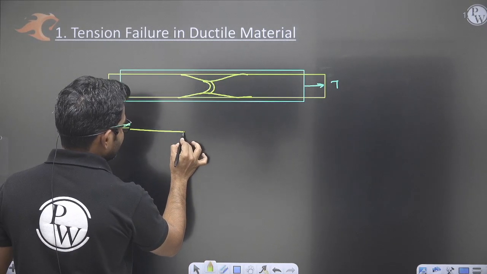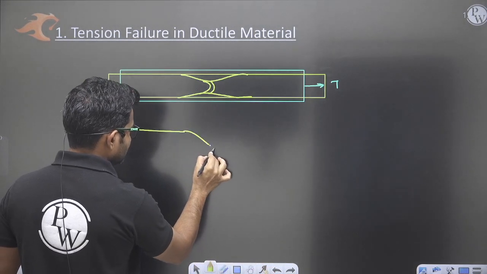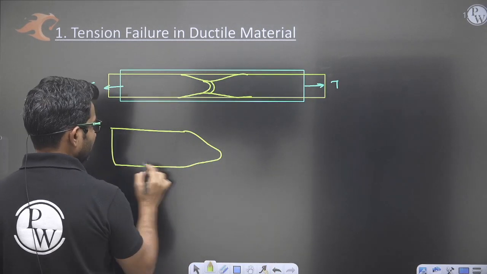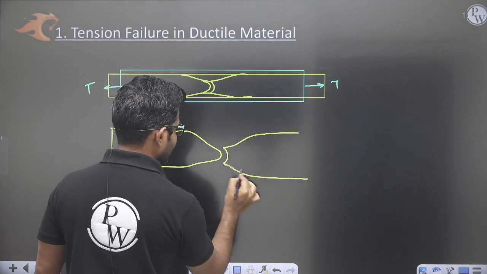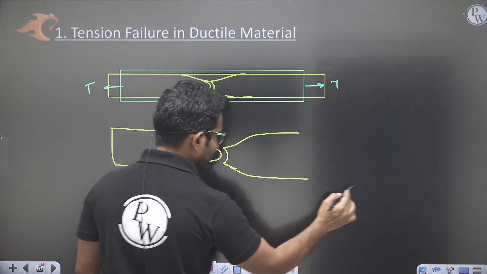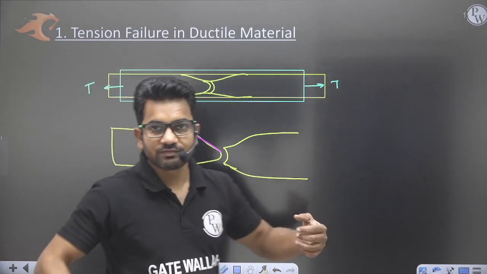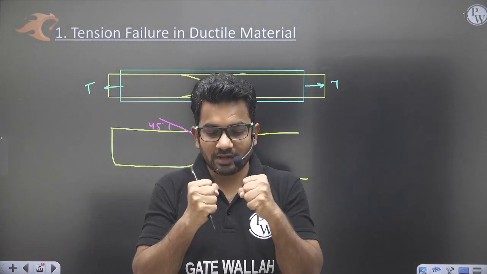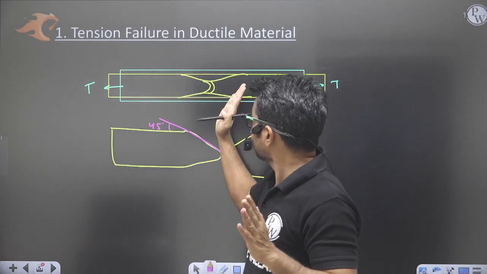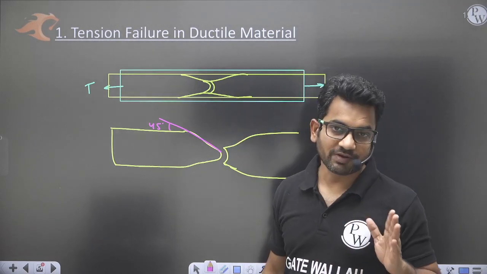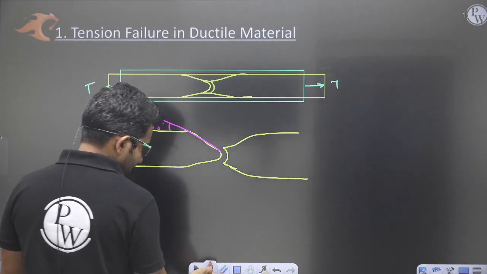So the tension test specimen will look something like this. At one portion there will be a cup, and at the other portion there will be a cone, like this. Cup cone failure, and the angle will be 45 degrees, because when I apply uniaxial tension loading, there will be a maximum shear stress at a 45-degree angle. So it will fail at a 45-degree angle, like this. Okay, clear?